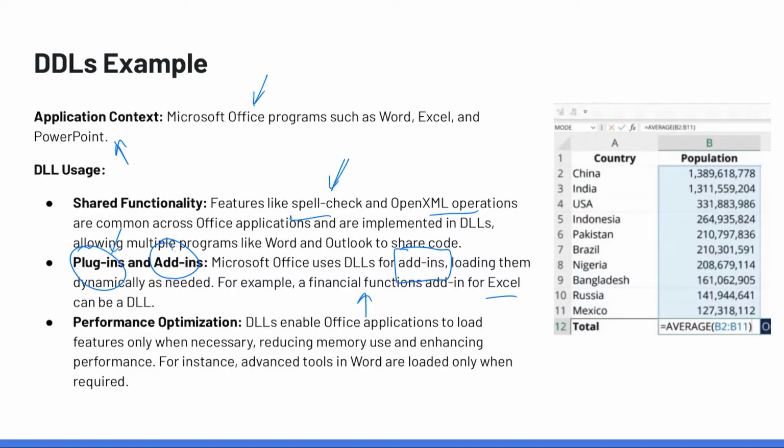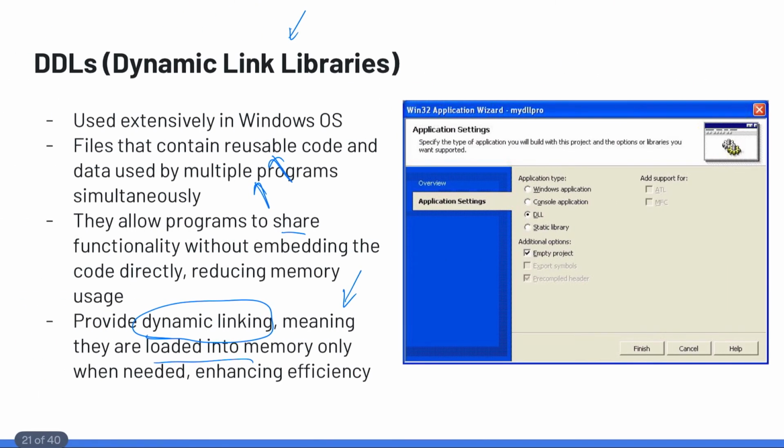Same thing with something like spell check, which actually may come installed in Microsoft Word. That's still a DLL, and only when we click that spell check button are we going to take the code that makes up that functionality and load that into memory. If we're not using spell check, then we're not using as much memory as if spell check was not a DLL, and things are just going to be more efficient. That's the big advantage of DLLs.